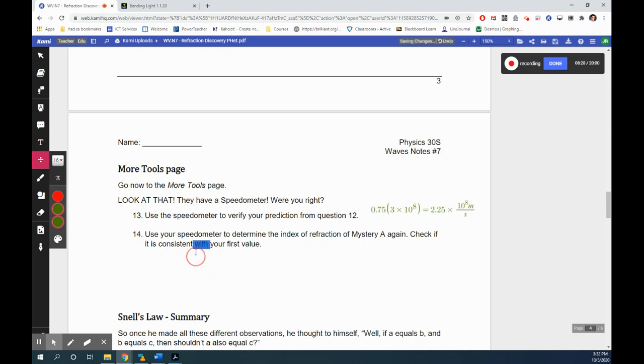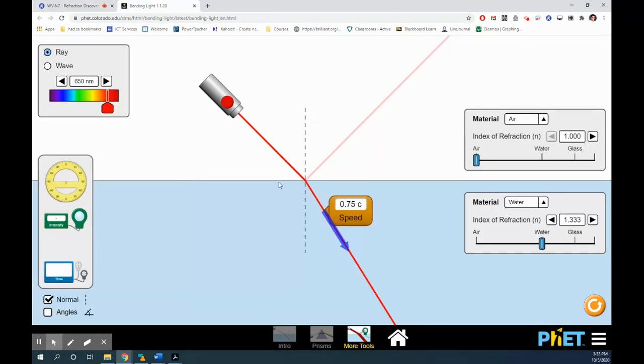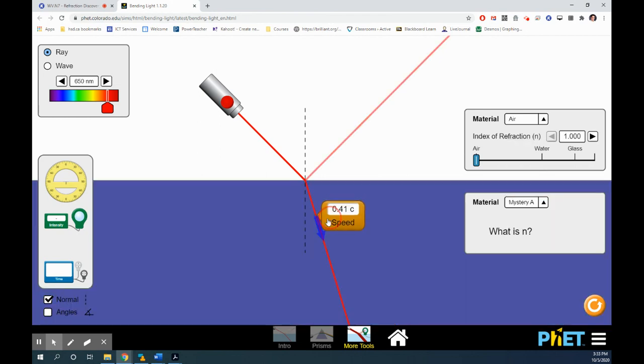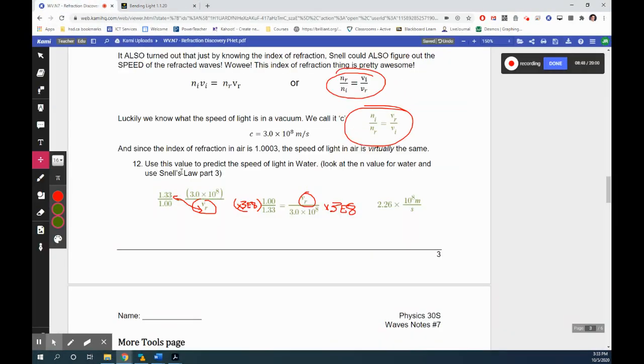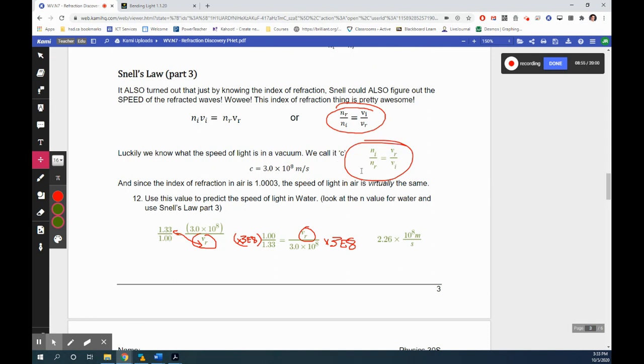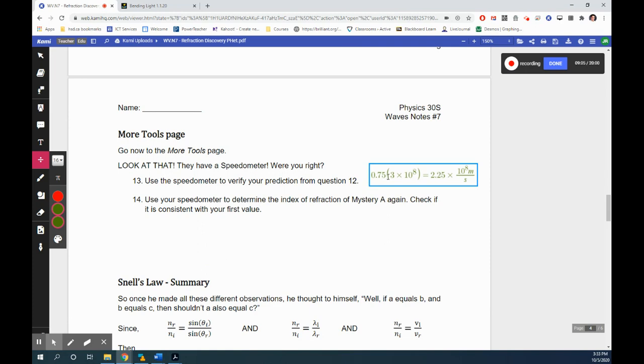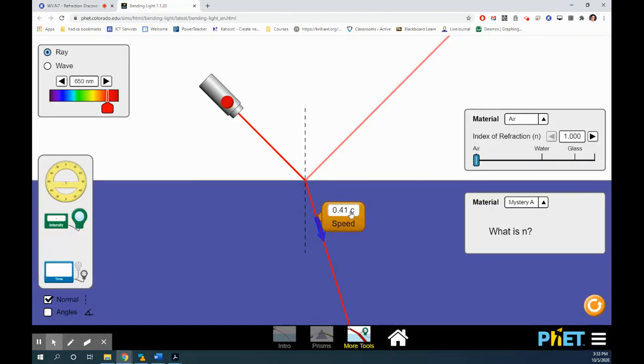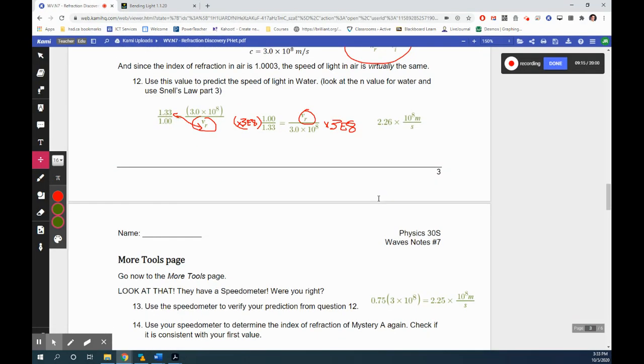And so what I want you to do here is use the speedometer to figure out the index of refraction of mystery A. Okay? And then compare the new index of refraction you get with your first value. See if you get the same thing. Go to mystery A and see, okay, what's my new speed? It's 0.41c. So you could figure out what 0.41c is in meters per second, and then use Snell's law, part 3 of it, to figure out what Nr is, because you know Ni is 1, you know Vi is 3 times 10 to the 8, and you can find out what Vr is using the 0.41c, and then find a new index of refraction. See if you can get the same index of refraction you got the first time. That'll tell you if you've done something wrong at some point.